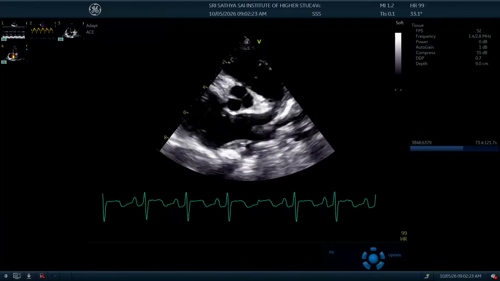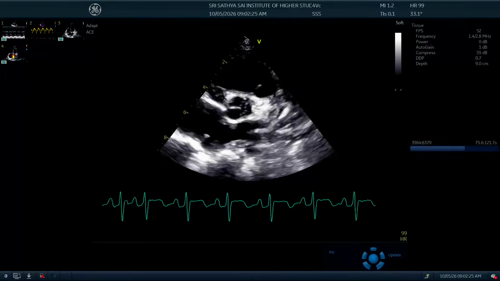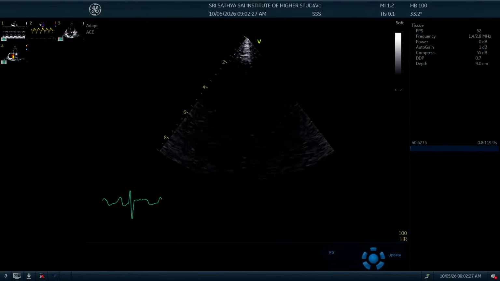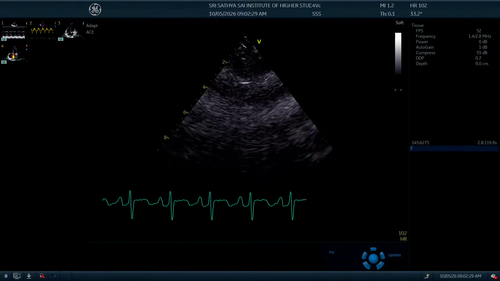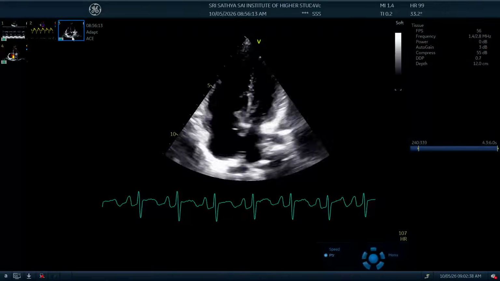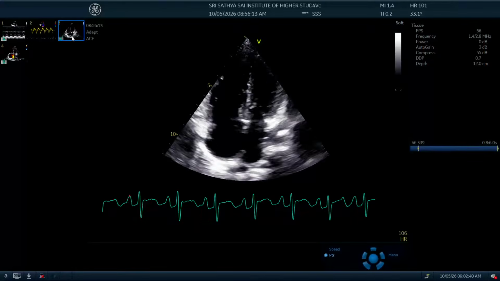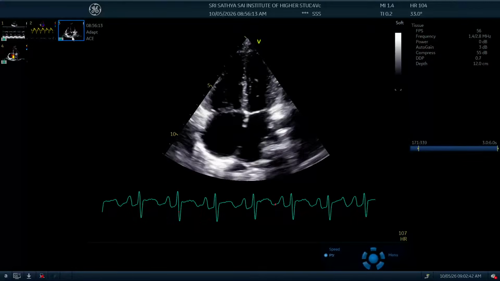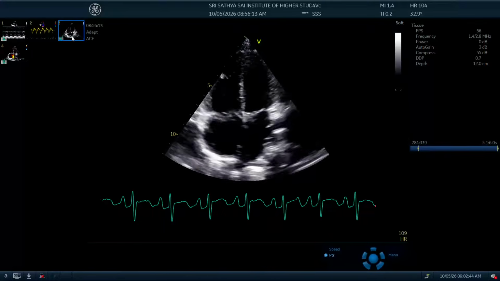PDA. Coming to the apical four-chamber, the marker should be towards the left, towards the apex. The structures you see are RA, RV, LA, LV. It is used for mitral and tricuspid valve assessment and defects across the IAS and IVS. It is also used for chamber comparison, EF estimation, and Doppler measurements.